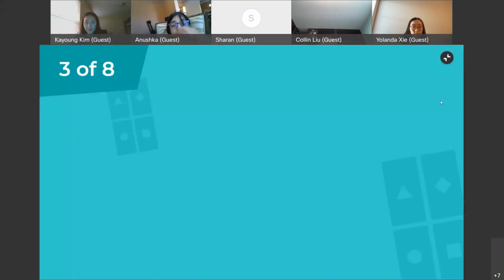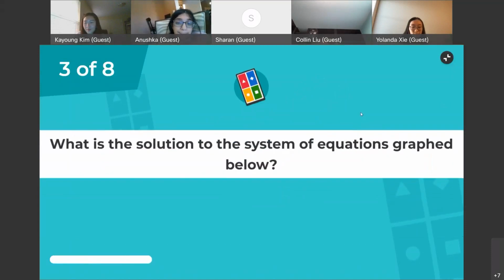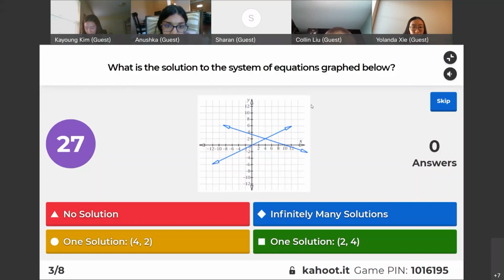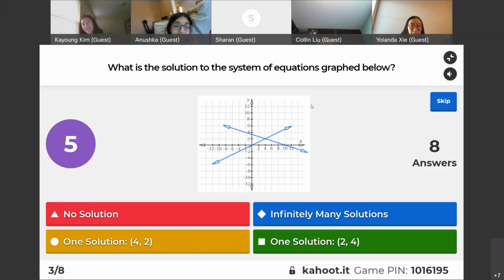Ooh, Colin moving up. Similar idea. Make sure you look at the scale. It's not going up by 1 each time, it's going up by 2. Honestly, this is the easiest Kahoot we've done so far. Yeah, isn't that a relief? I think the easiest Kahoot we did was the first class's Kahoot.